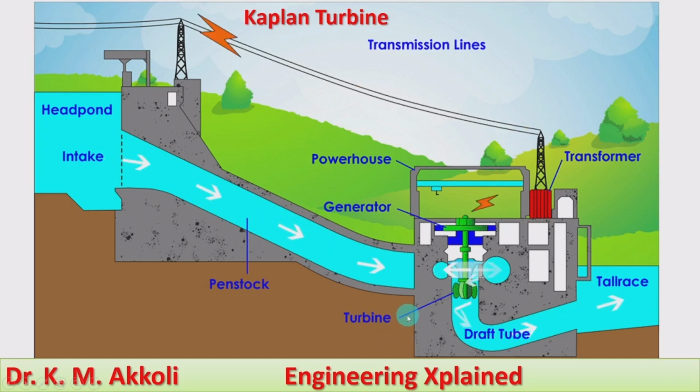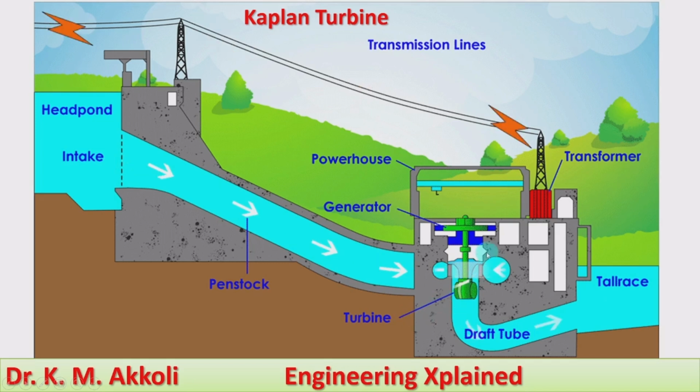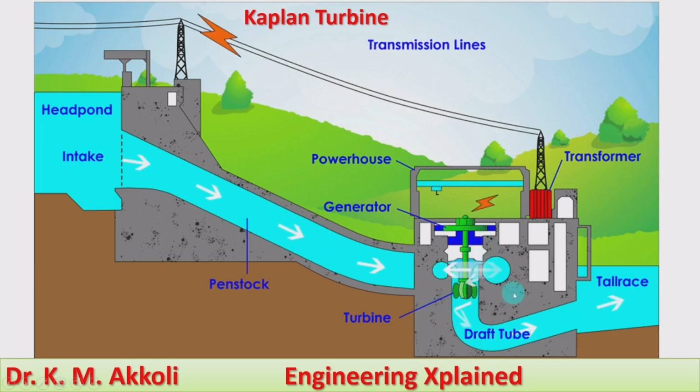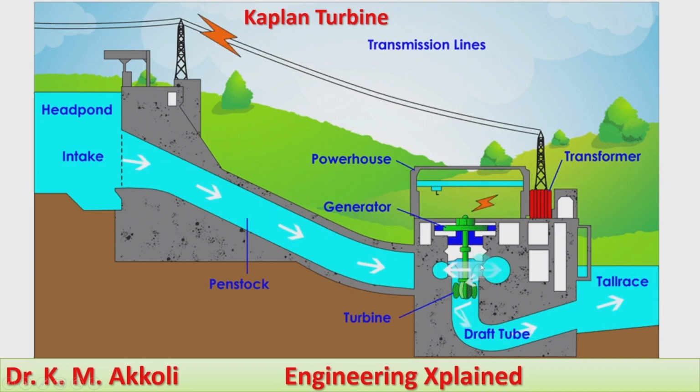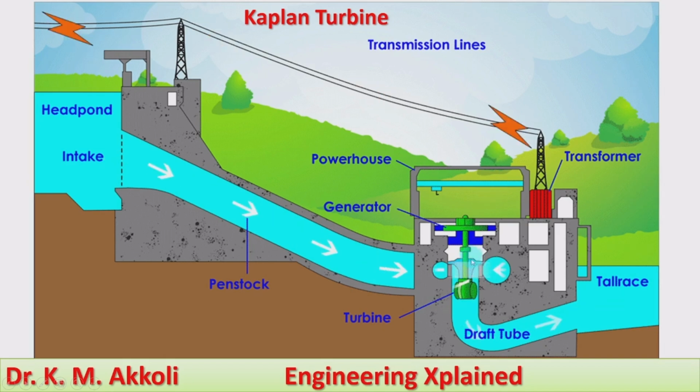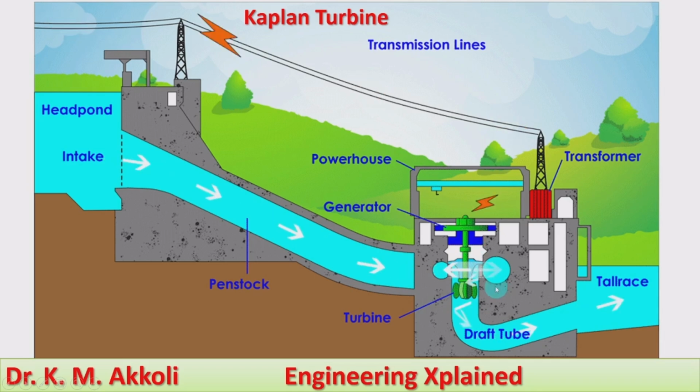It's an axial turbine. Means while flowing along the axis of the shaft, the energy conversion is taking place. That means the fluid power to mechanical power conversion is taking place when flowing along the axis of the shaft of the turbine.